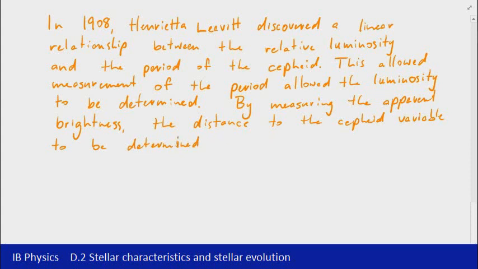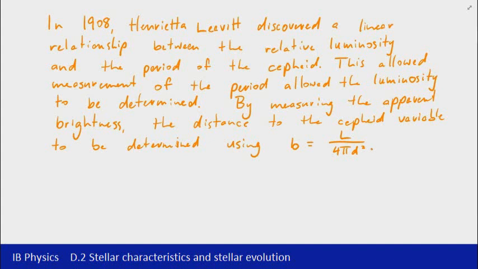So the reason that we can do that is by using the equation that we saw in the previous subtopic, the apparent brightness being equal to the luminosity over 4 pi d squared, where d is the distance to the star. So if we know L and B, then we can figure out what d is. And the important thing here too, as I said, is that this particular relationship allows us to extend stellar distances greater than what stellar parallax can measure. So Cepheid variable is particularly important in that sense.